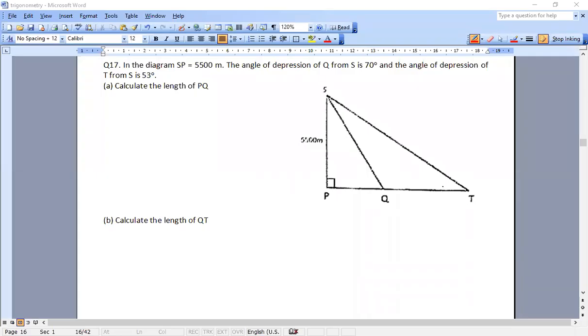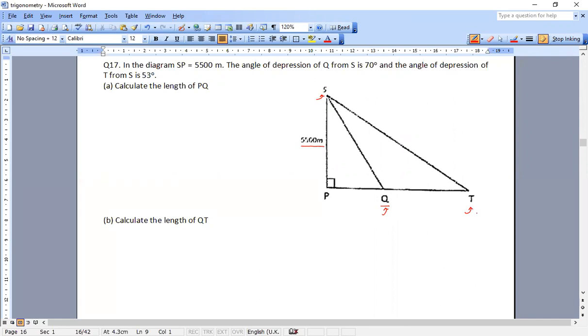Question number 17. In the diagram, SP is equal to 5500 meters. This is SP over here. The angle of depression of Q from S is 70 degrees. This is Q and this is S. And the angle of depression of T from S is 53 degrees. Here we have T, and S is again there at the top.